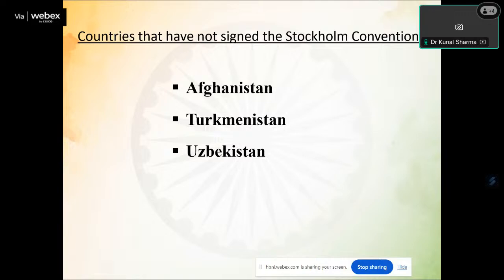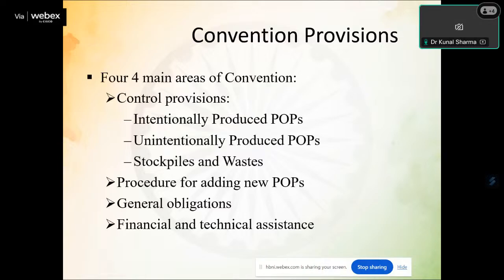Certain countries are saying that they will continue using POPs, persistent organic pollutants, and certain countries are not utilizing this particular convention. There are again some provisions of any convention. So there are four main areas. First is control provisions, which includes intentionally produced POPs, unintentionally produced POPs, and stockpiles and waste.